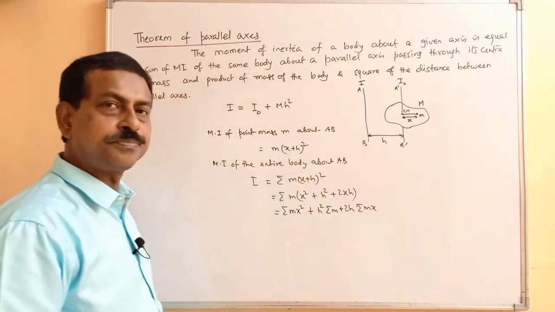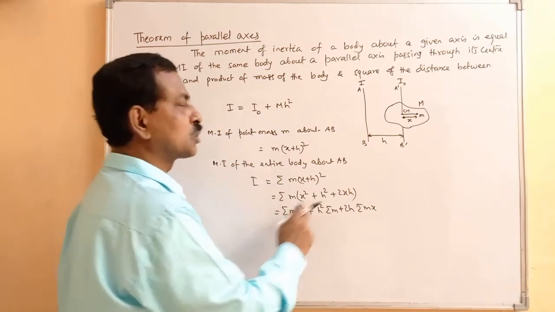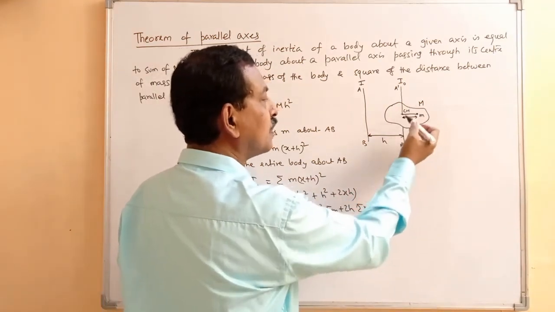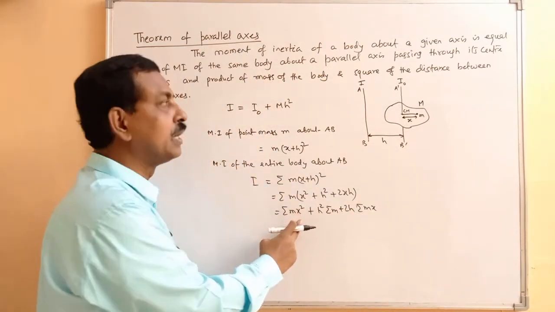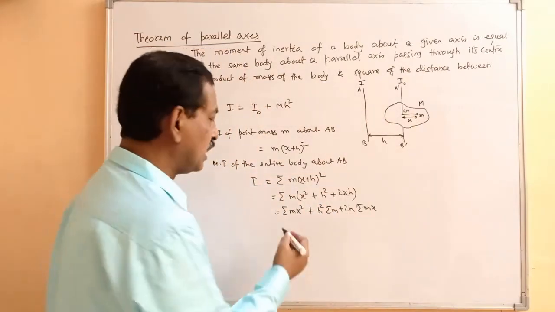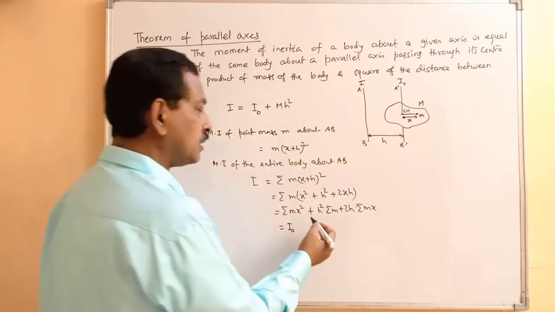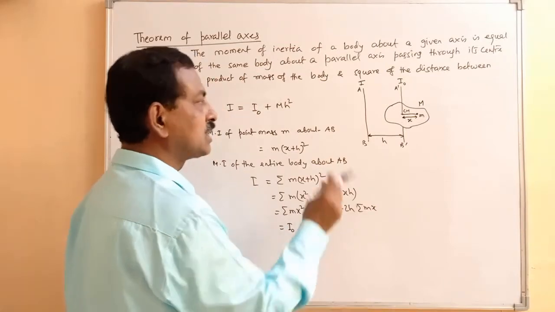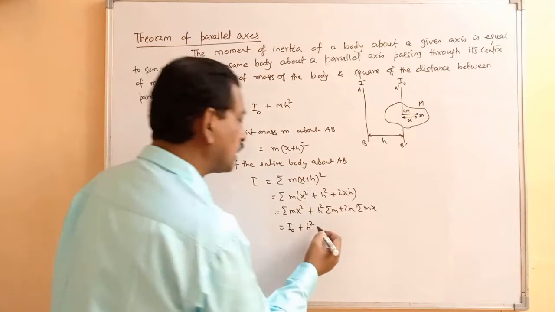This is the expression. Now this term summation mx square, x is the distance from the center of mass of this body. So if you take summation mx square, it means you will get the moment of inertia about its center of mass. So this will be your I naught. Then this is your h square summation m, algebraic sum of all the point masses which is constituting this body. This will be equal to m.